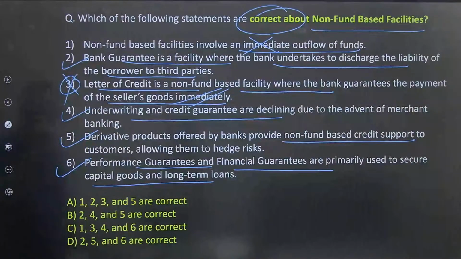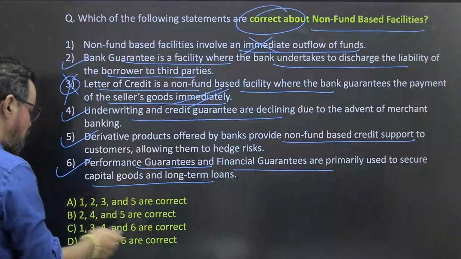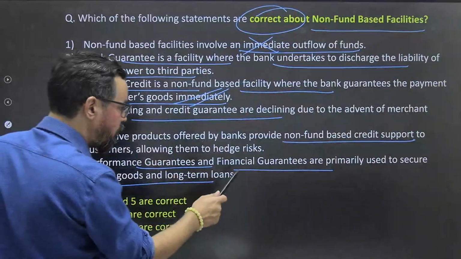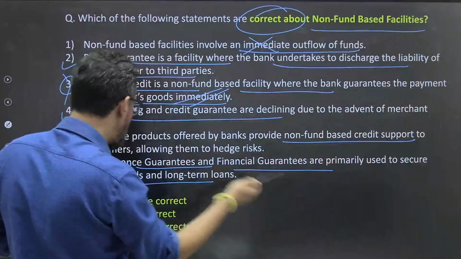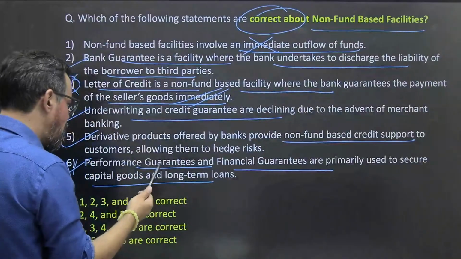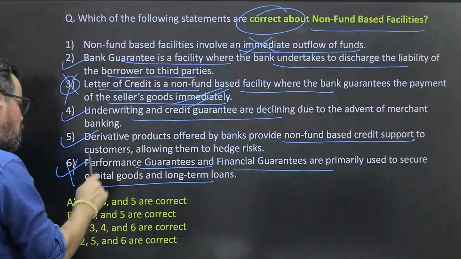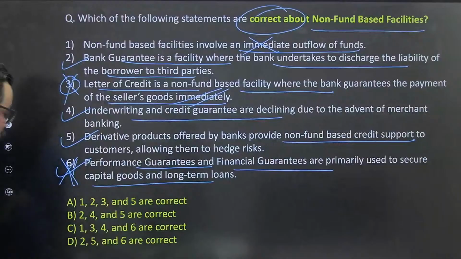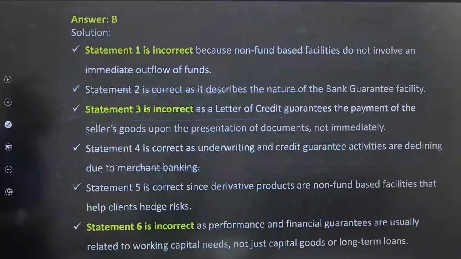So what should be the right answer? Statement 6 is wrong, I guess, if you go with the options. Performance guarantee and financial guarantee are primarily used to secure capital goods in the long term. It is something related to working capital. So 2, 4, 5, option B should be the right answer for this one.